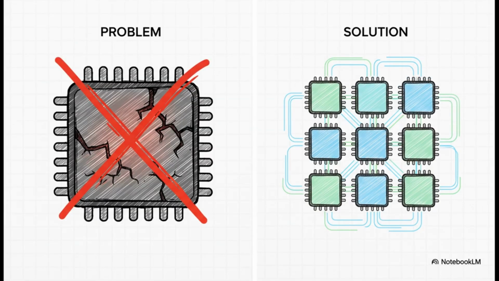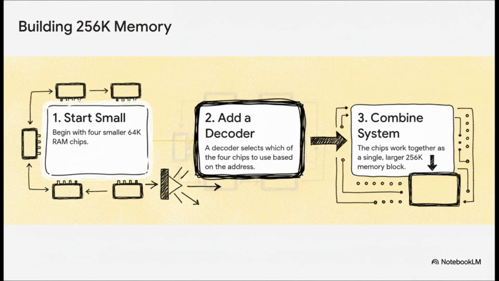Now, you just can't build one single gigantic chip to hold all that data. It would be an absolute nightmare to design and manufacture. So instead, engineers got clever. They build arrays of smaller, identical memory chips and figure out a way to make them all work together as a single team.